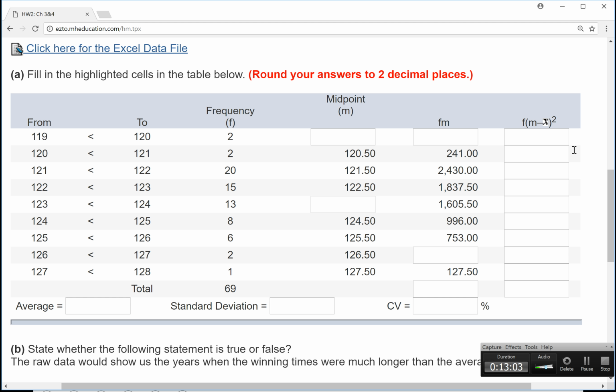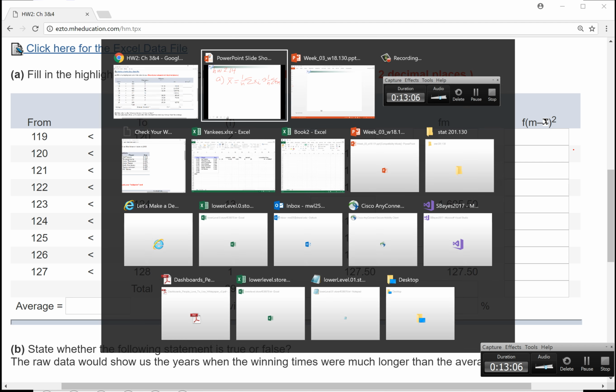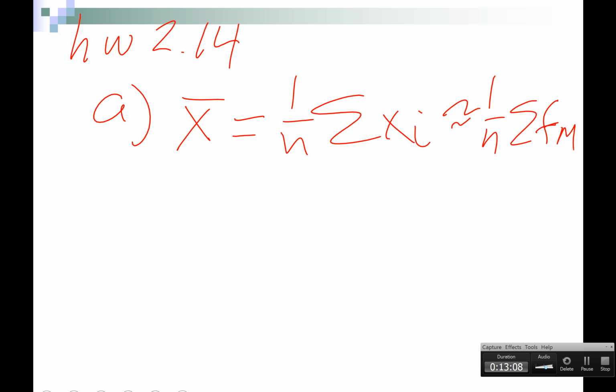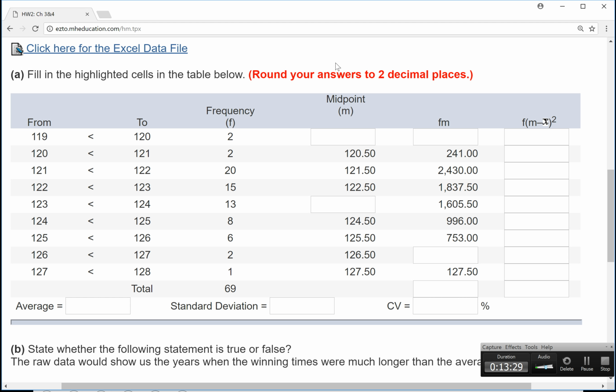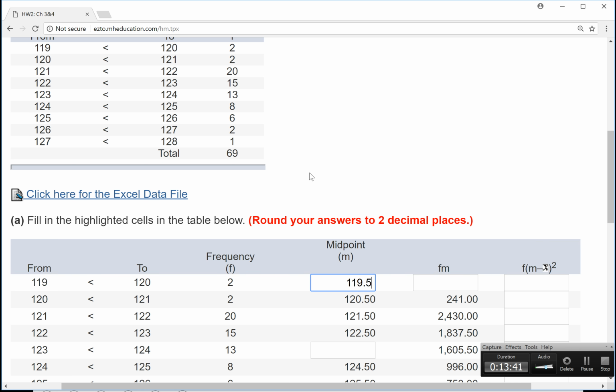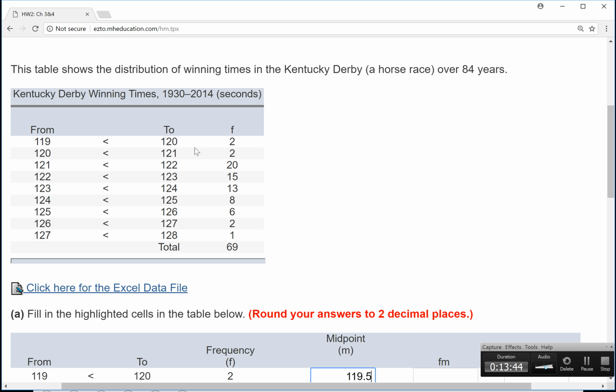And sometimes you have to do this. So what this is saying is, if I just count how many observations I have in a bin and then multiply that by the midpoint, that's going to be an estimate for the summation of the values in that bin. So in other words, I come over here and I say I've got frequency of 2. What's the midpoint? The midpoint's going to be 119.5.